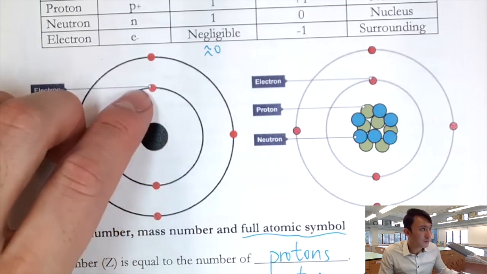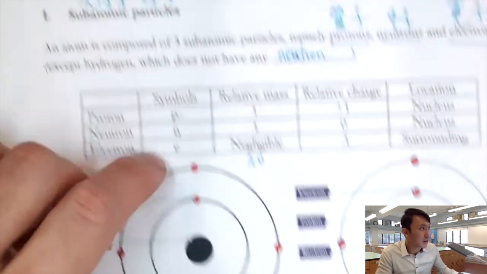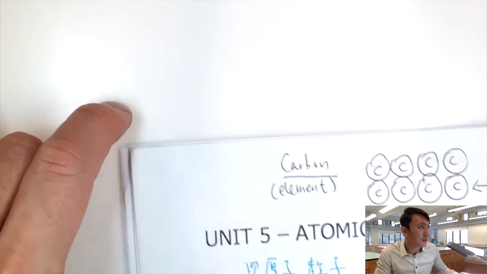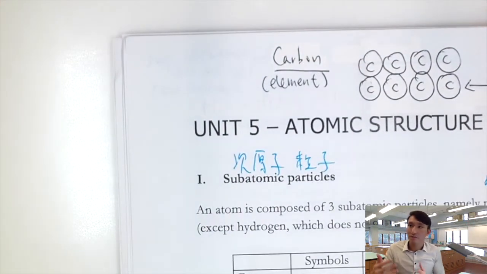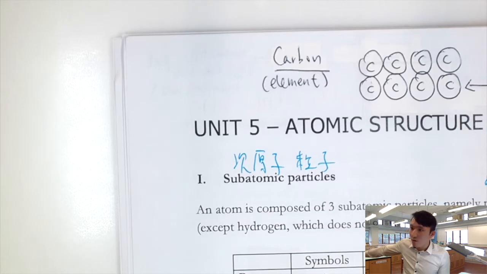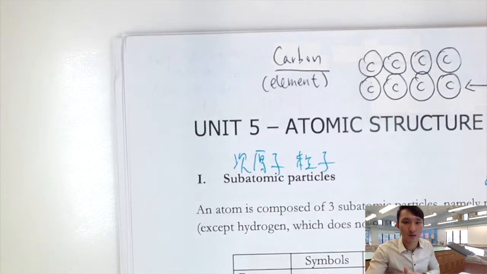Would it be here? Would it be here? Would it be here? Would it be somewhere over there? All these places are surrounding, right? But you won't expect the electron to be going far away from the nucleus. It has to be maintained at a certain distance, right?